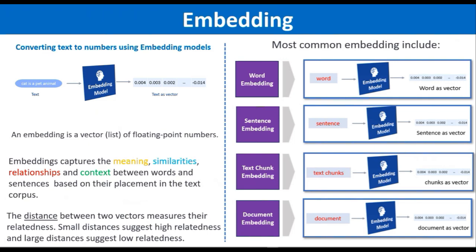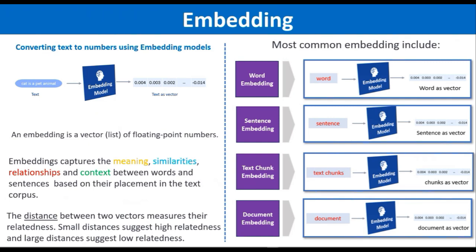All right. So now, as we learned the concept of chunking, the chunk overlap, and the token limit, it is the right time to also learn the embedding concepts. Embeddings are a powerful representation of textual data in numerical format that captures the meaning, the similarities, the relationships, and the context between words and sentences based on their placement in the text corpus.